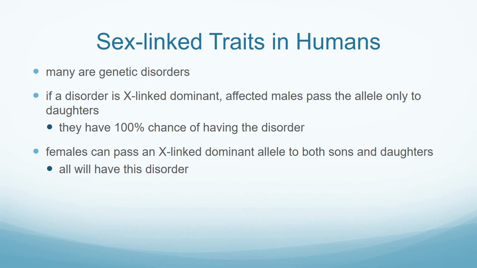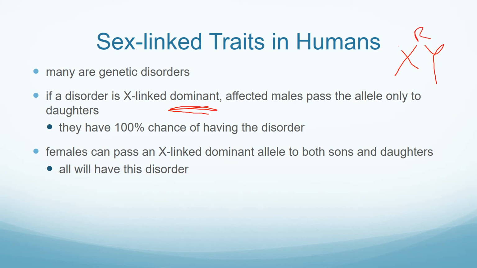In sex-linked traits in humans, many are genetic disorders. If a disorder is X-linked dominant, affected males pass the allele only to their daughters, and they have a 100% chance of getting that disorder. Because if it's X-linked dominant and the male, let's say the male's XY for sure, right? So let's say it's X-linked dominant for a trait that is uppercase R.